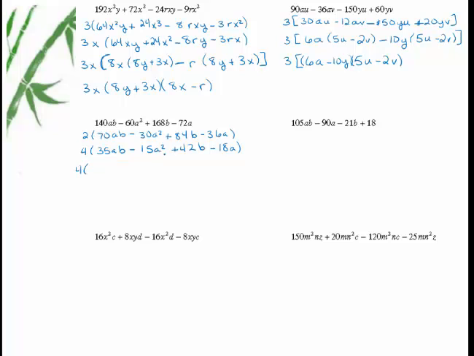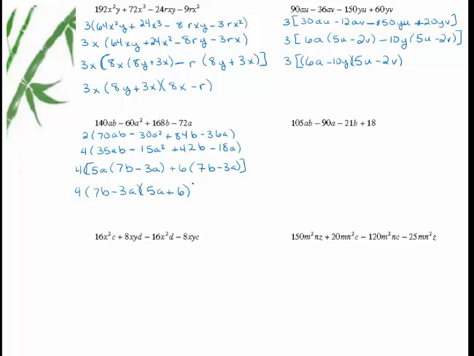In my first group, I have a 5, 35, and a 15. Those will both divide by 5, and they have an A in common. That will leave me with 7B minus 3A. And then in 42 and 18, I have a 6 in common. And that will leave me with 7B minus 3A. So I have 4 times 7B minus 3A times 5A plus 6.